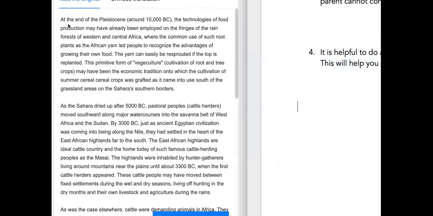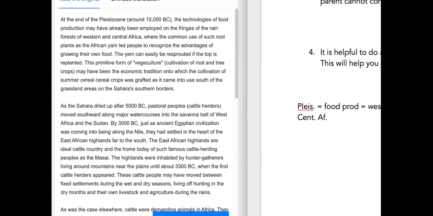All right, so if I look at just this first sentence, I've got at the end of this period, so I might just write an abbreviation to help me remember. We're talking about this period, it's 10,000 BC, and technologies of food production may have already been employed. Employed means used, so they're using food production on the fringes of the rainforests of Western and Central Africa. Food production, Western and Central Africa.